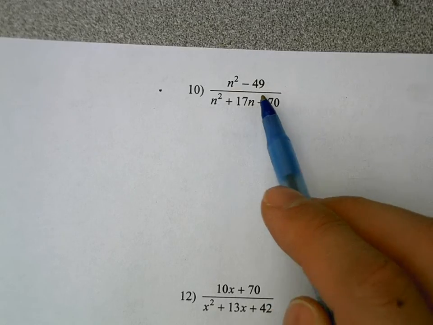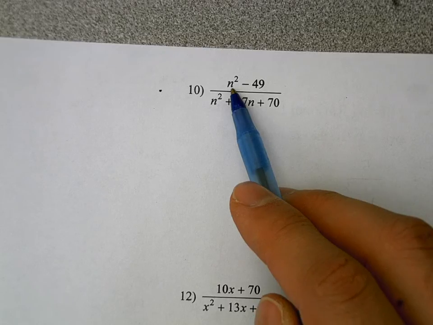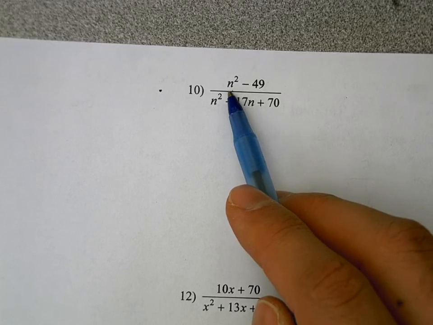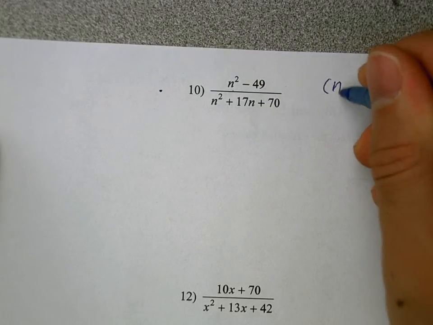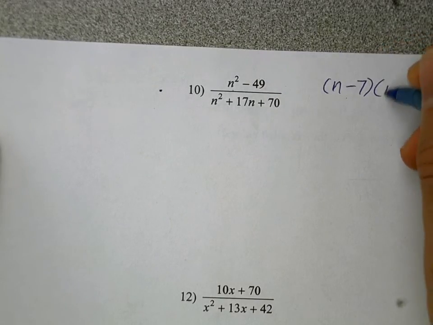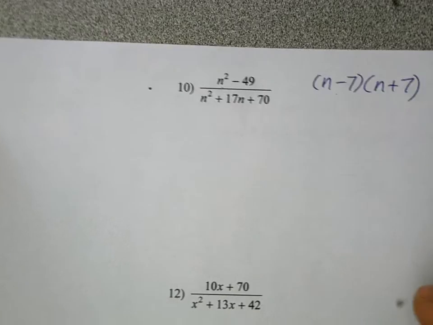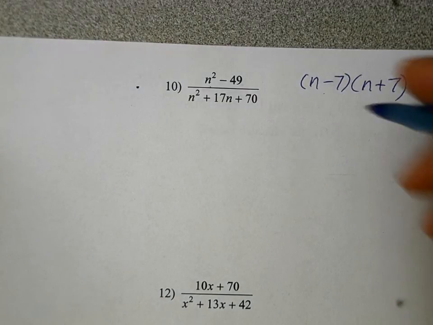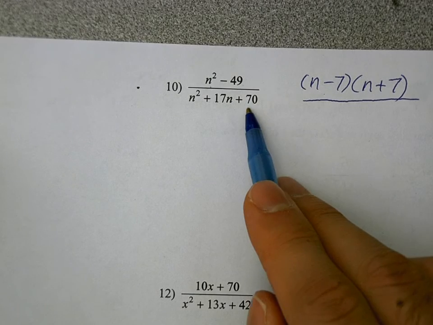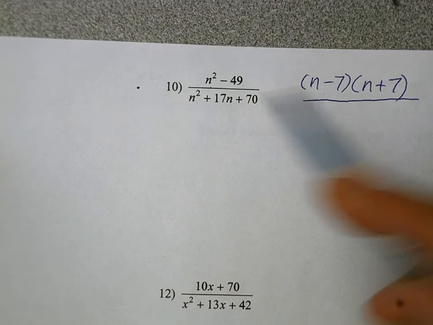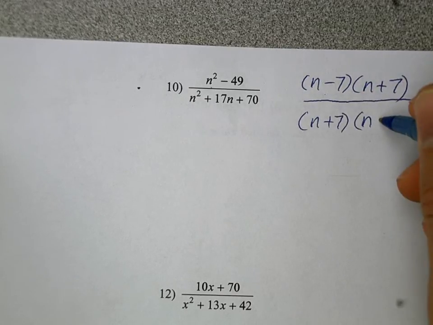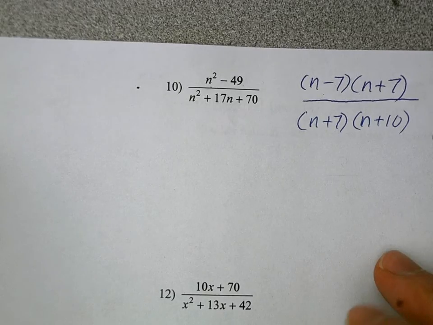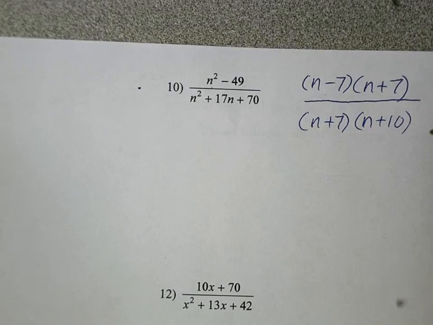Number 10. Remember how we were doing all that factoring the last couple units? N squared minus 49 is the difference of squares. That's n minus 7 times n plus 7. That's the top factored. And then here, what multiplies to 70 and adds up to 17? Well, 7 and 10. We now have 2 blocks on the top and 2 pieces on the bottom.